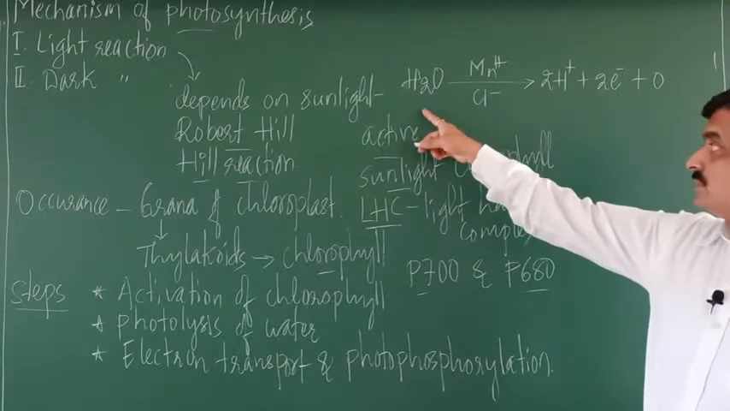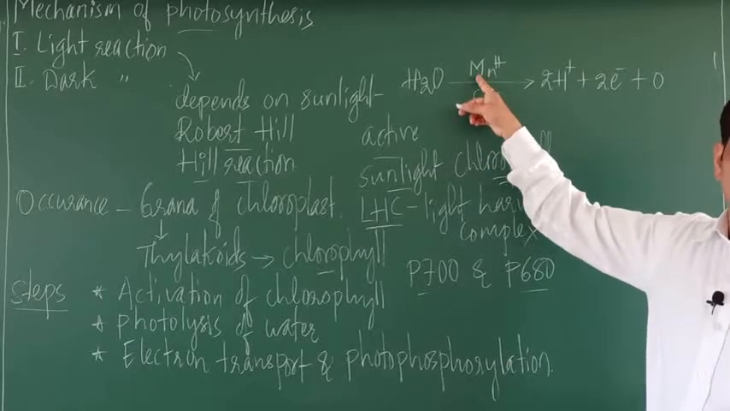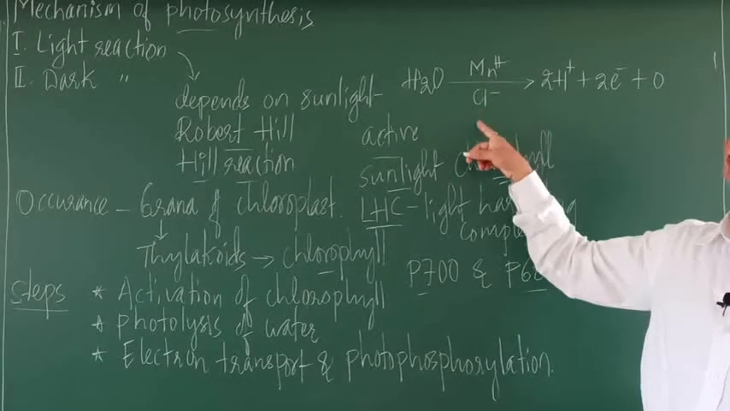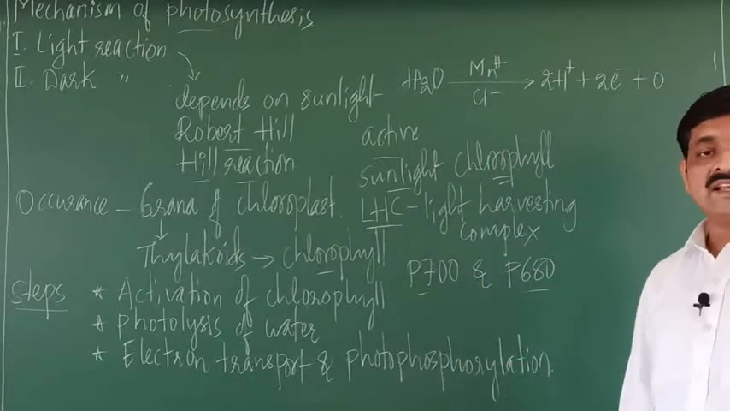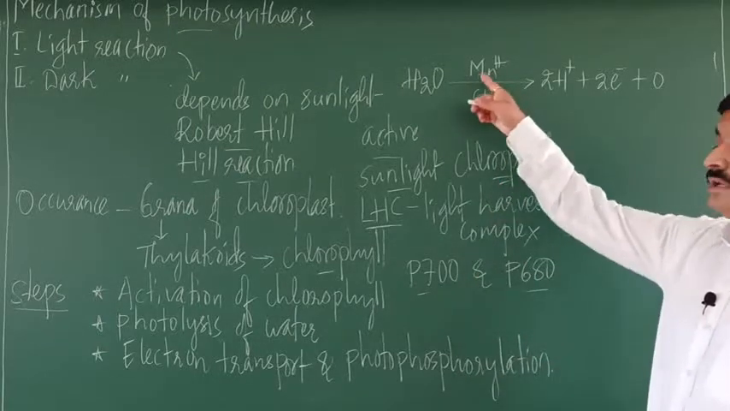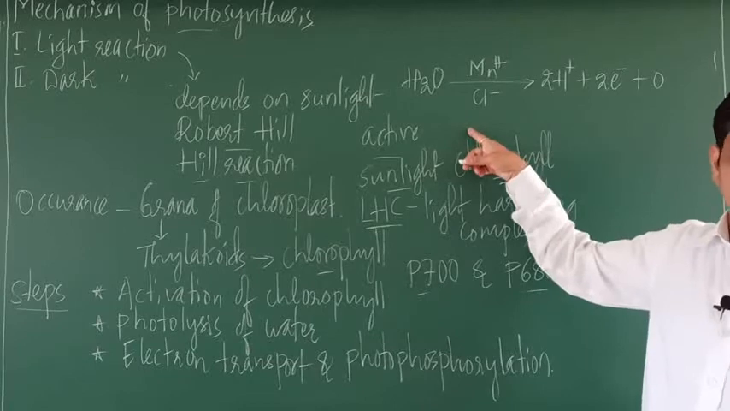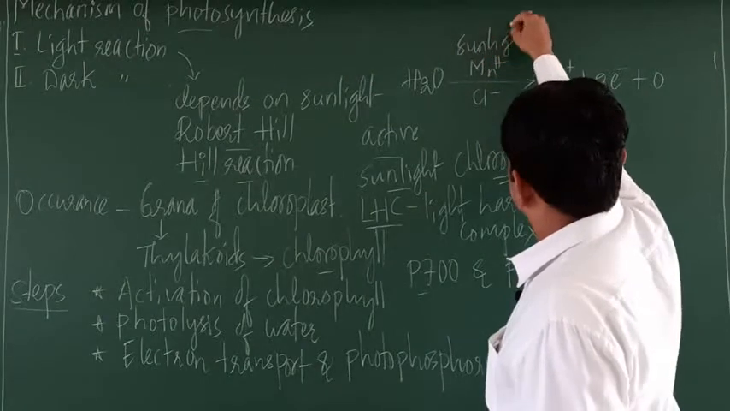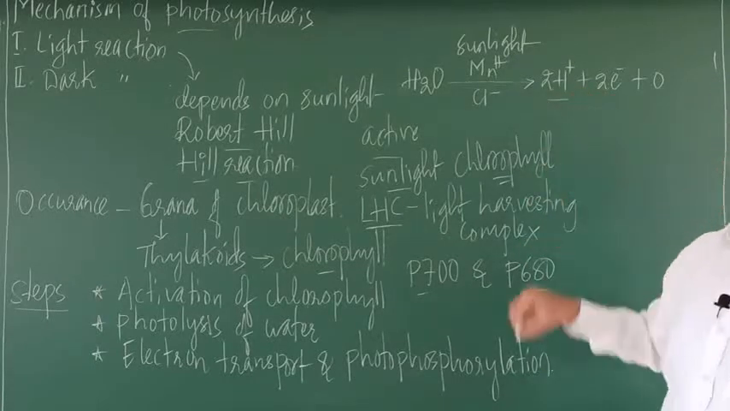So a water molecule in the presence of these ions, manganese ions and chloride ions. This is a positive ion, this is a negative ion. So manganese ions and chloride ions catalyze this reaction, right? So this reaction is catalyzed by these ions, and in the presence of sunlight.